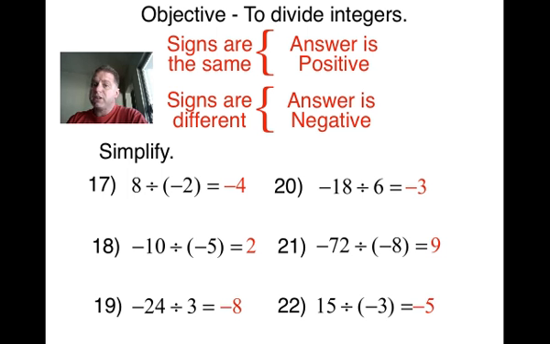So it's really the same thing as the multiplying, which makes sense because they are inverse operations, meaning that they undo each other. And that's it.